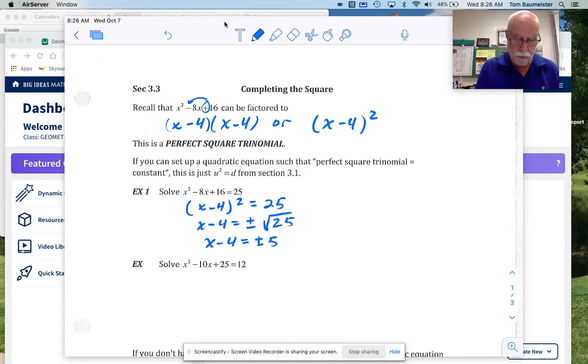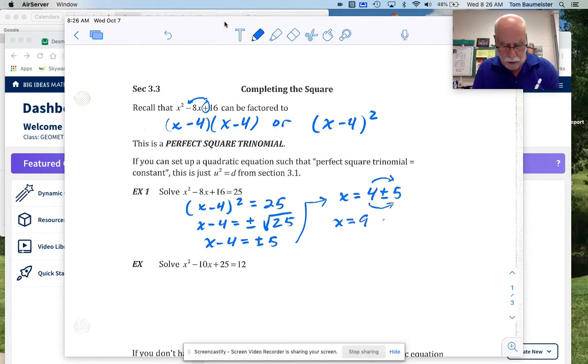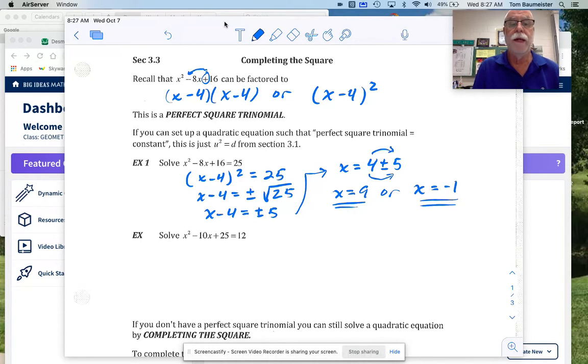And remember, our goal is still to get the x by itself. So I'm going to go up here for you. I'm going to get x is equal to, now since I have the plus or minus, I'm going to put the 4 in front of that. And then I have two paths there. I have the top path. So if I do the top path, x is going to equal 9. And if I take the bottom path, x is going to equal 4 minus 5, or x is going to equal negative 1.